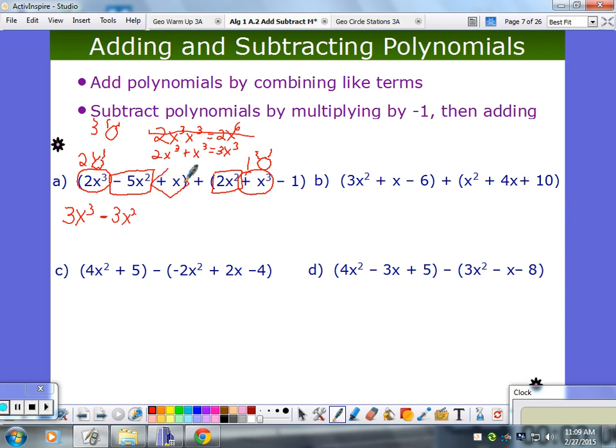All right, I see an x. I'll use that shape, I guess. Any more? Only one x creature. Okay, keep it. And then a number: minus 1. That's combining like terms.